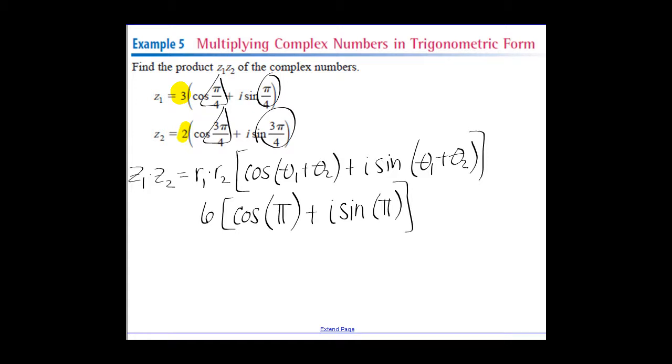Now we can simplify this a little bit, because we know the cosine of pi is -1, plus, don't drop your i, the sine of pi is 0. So here, this actually cancels off. So the only thing I have left is -6, which we give as our final answer.